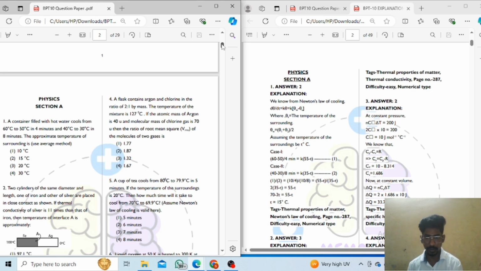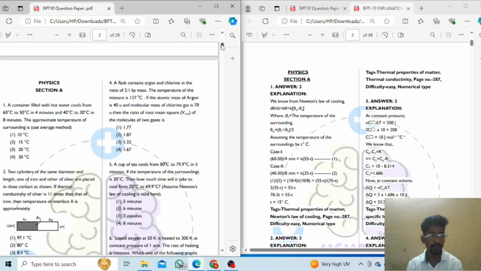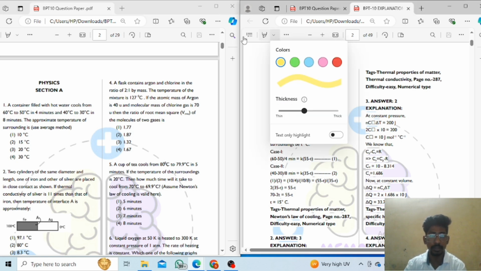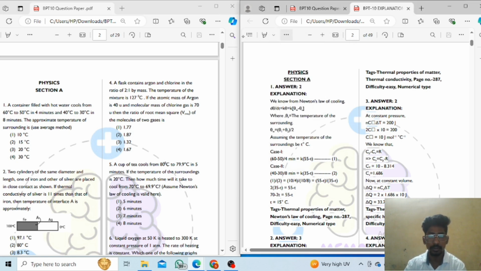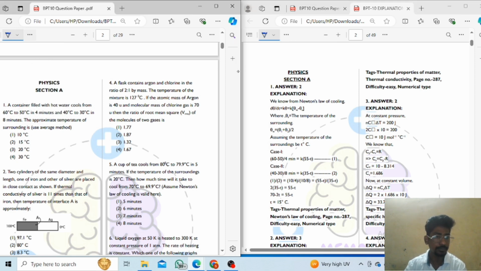You can see this is a detailed type of explanation, but we will try to do this so that you can understand each and every question properly. Moving on to the first question. The first question says that a container filled with hot water cools from 60 degree to 50 degree in 4 minutes, and from 40 degree to 30 degree in 8 minutes. Find the approximate temperature of the surrounding.